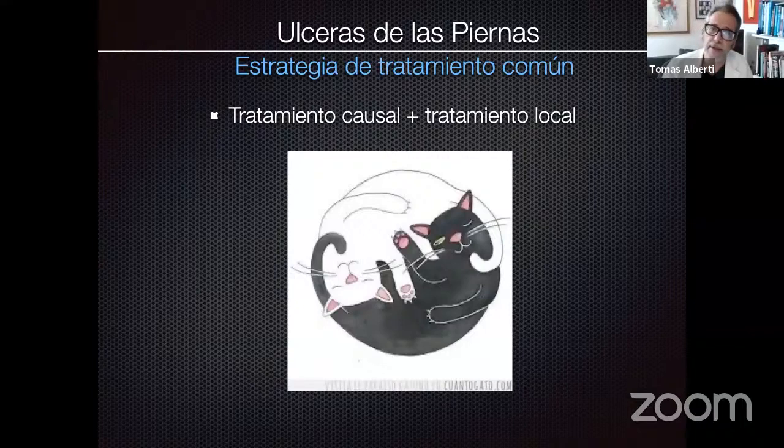También tienen una estrategia de tratamiento común. La estrategia de tratamiento común más apropiada es el tratamiento causal más el tratamiento local.